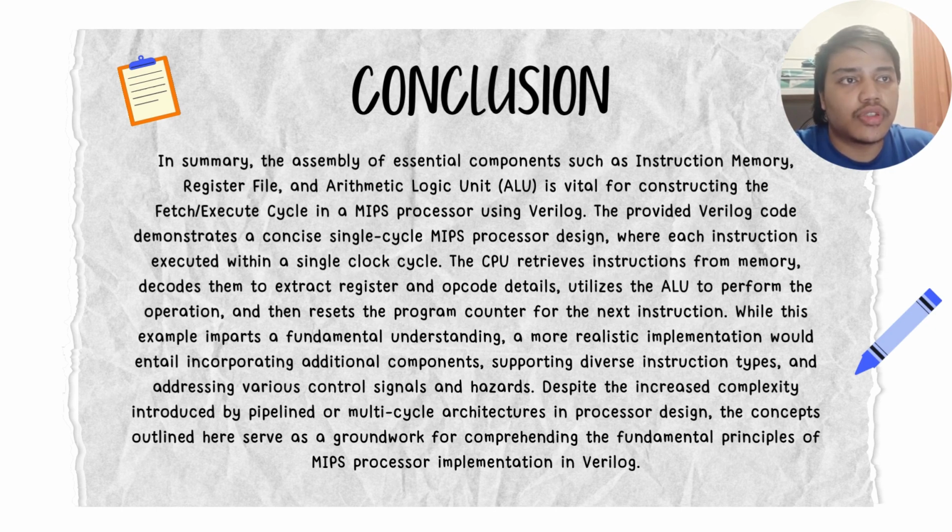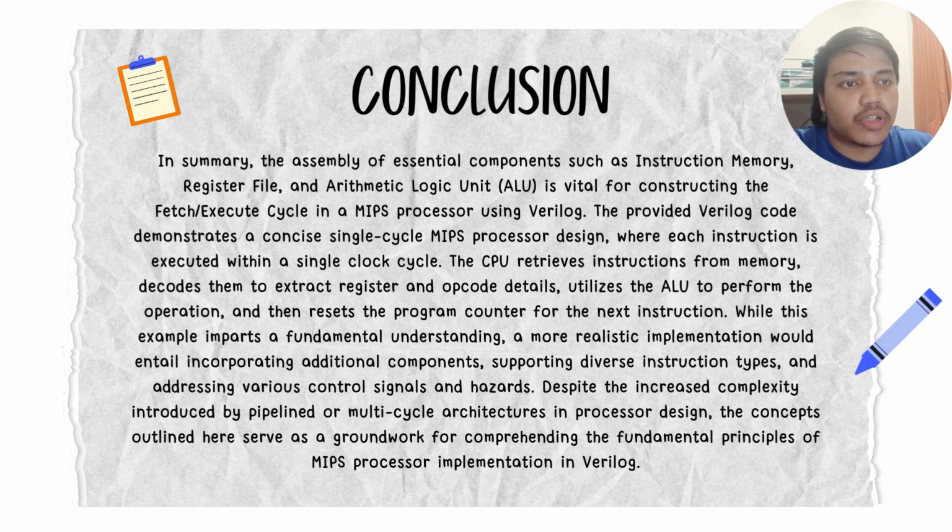I will continue with the conclusion. So in summary, the assembly of essential components such as instruction memory, register file, and arithmetic logic unit, ALU, is vital for constructing the fetch and execute cycle in a MIPS processor using Verilog. The provided Verilog code demonstrates a concise single cycle MIPS processor design where each instruction is executed within a single clock cycle. The CPU retrieves instructions from memory, decodes them to extract register and opcode details, utilizes the ALU to perform the operation, and then updates the program counter for the next instruction.